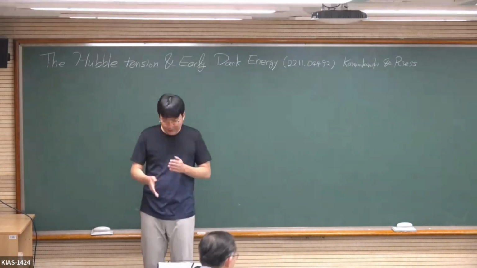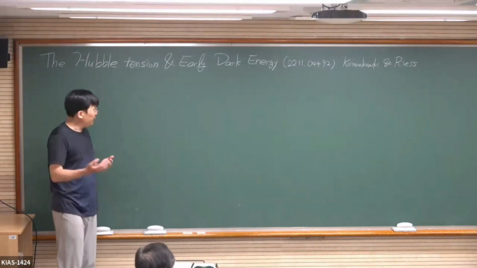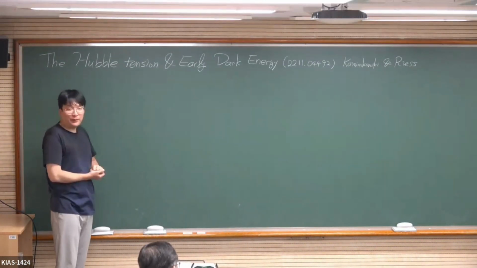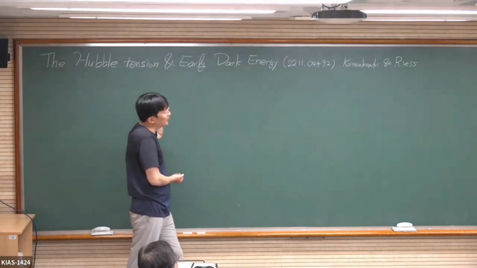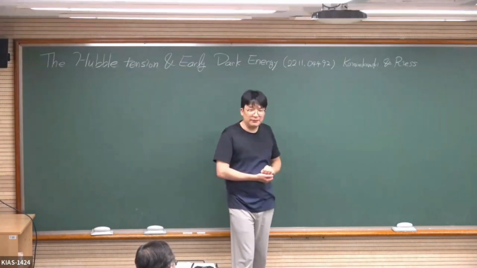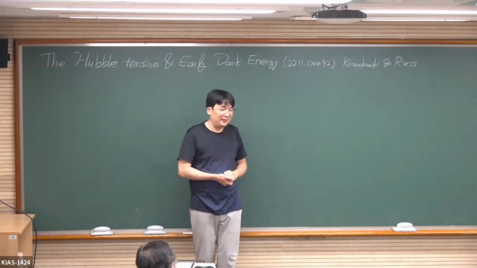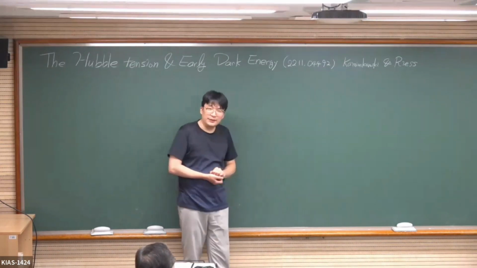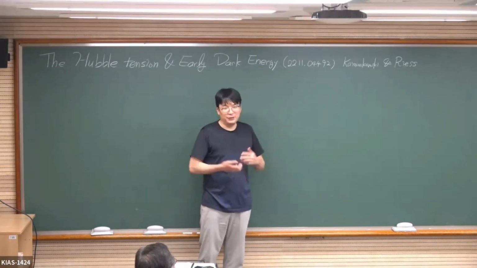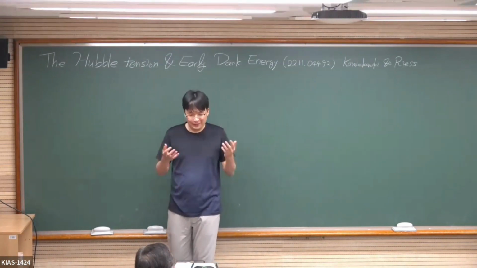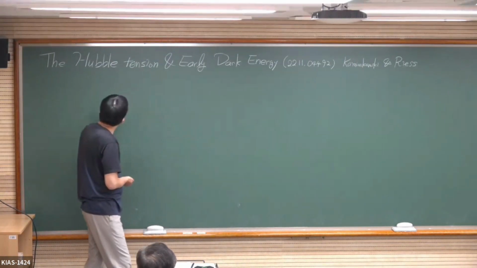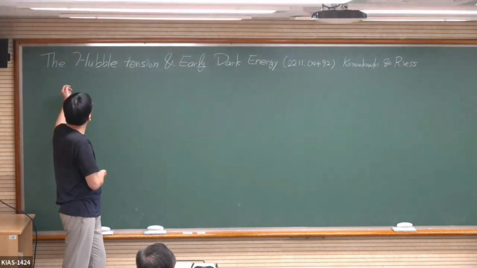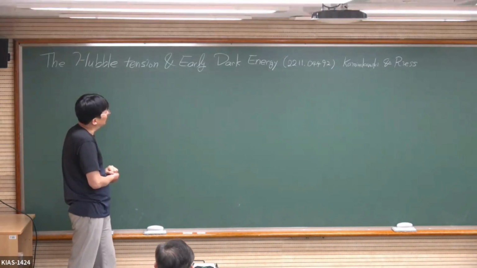This is the lecture upon request from Jeong. So I'll talk about this review paper by Kamionkowski and Riess. They are two Johns Hopkins faculty members. They are colleagues and they wrote the paper together. Marc Kamionkowski is a theoretical physicist, and Adam Riess, as you know, is an astronomer. They worked together to write this fascinating review titled The Hubble Tension and Early Dark Energy.